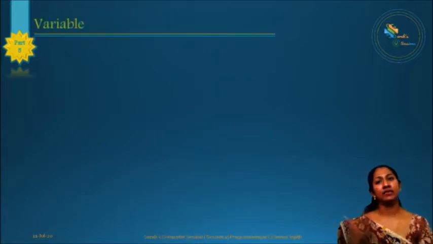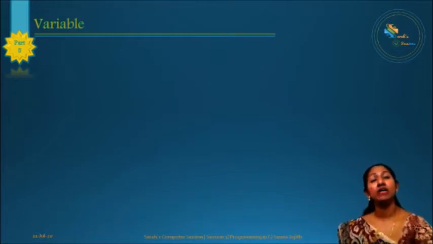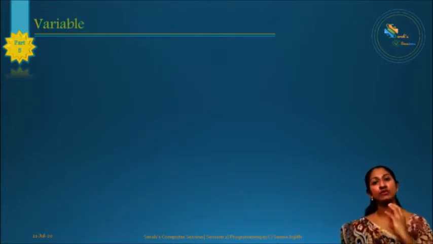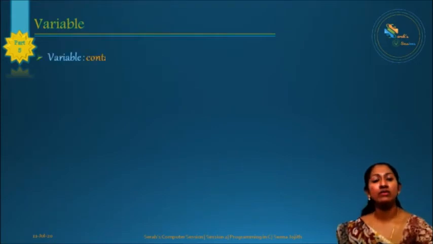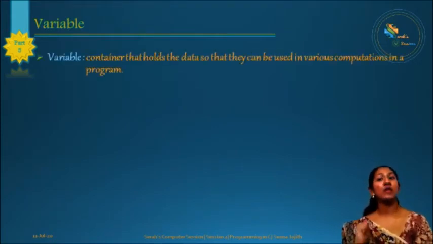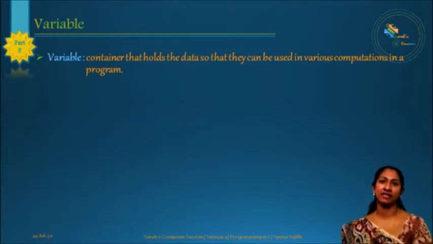Even when I was teaching algorithm, I had mentioned that a variable is used to store data. We use variables so that data can be assigned to a variable. So we'll see the definition of variable. A variable is a container that holds the data so that it can be used in various computations in a program. It's just a container that can hold the data.